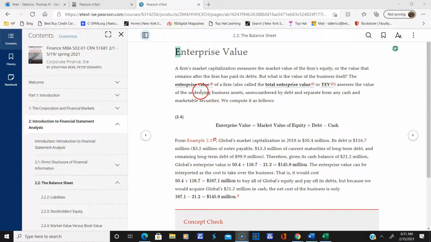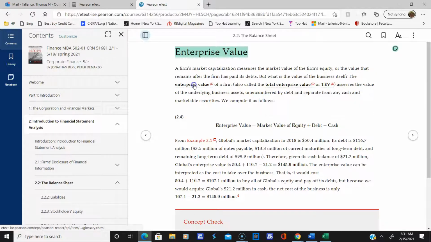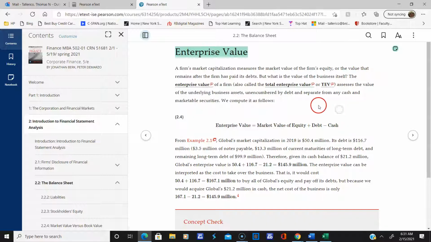So hello everyone, and I want to pick up here on chapter 2 with regard to something called the enterprise value of a company. The enterprise value of a company is, as stated here, the total market value of a firm's equity and debt, less the value of its cash and marketable securities. The best way to interpret it, well, here's the equation, which is quite simple.